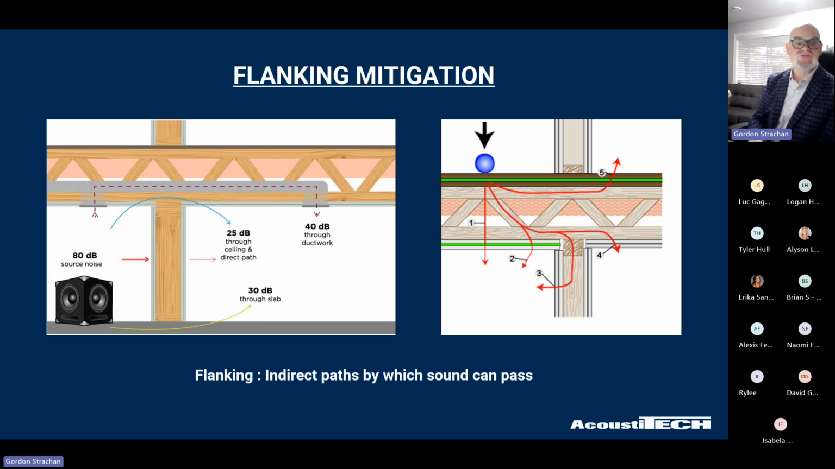Now, the way I always talk about flanking is, where's the best place to stop it? Well, you want to stop it at the transmission point. So where you see that blue ball dropping, the more you can do there to decouple is going to help stop that flanking. We can add more treatments in this structure, but let's try and stop it at the source. That's the most important part.